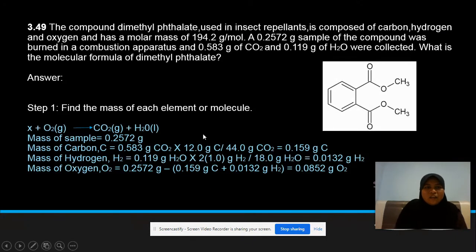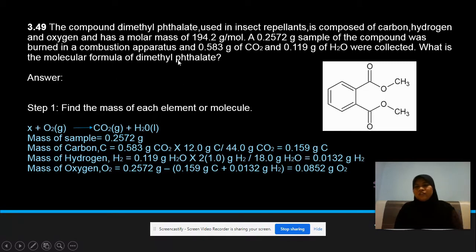I will read the question first. The compound dimethyl phthalate used in insect repellent is composed of carbon, hydrogen and oxygen and has a molar mass of 194.2 gram per mole. A 0.2572 gram sample of the compound was burned in a combustion apparatus and 0.583 gram of carbon dioxide and 0.119 gram of water were collected. What is the molecular formula for dimethyl phthalate?